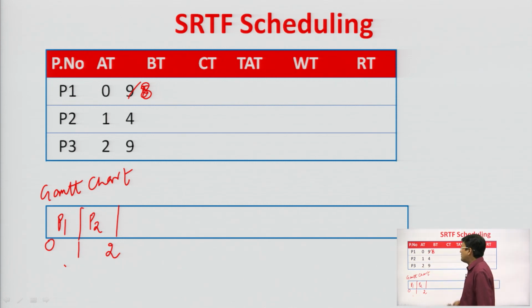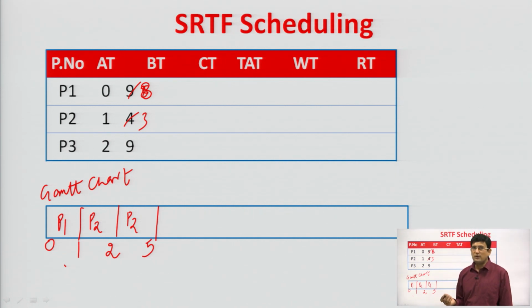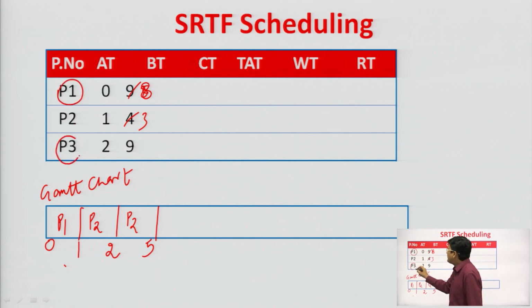Yes, P3 has come at time 2. If we compare these 3 processes and their burst times, the burst times are 8, 3 and 9. Out of these, the smallest burst time is P2's. So we will continue P2. Since there is no conflict, P2 will run till completion, up to 5. When P2 completes, there are 2 processes, P1 and P3.